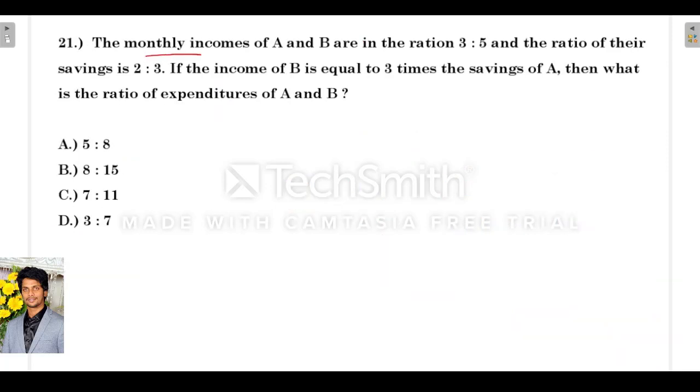Next is, monthly incomes of A and B are in the ratio 3:5 and the ratio of their savings is 2:3. If the income of B is equal to 3 times the savings of A, what is the ratio of expenditure of A and B?